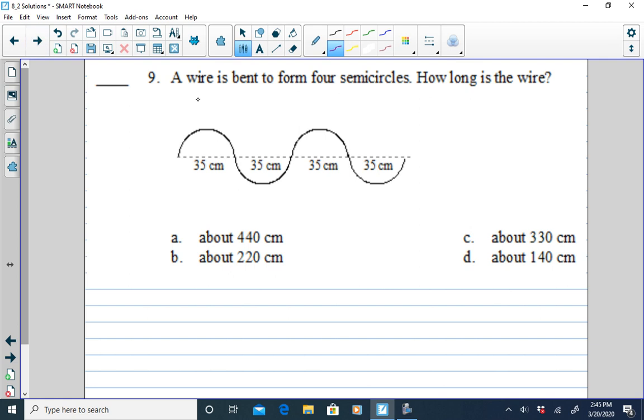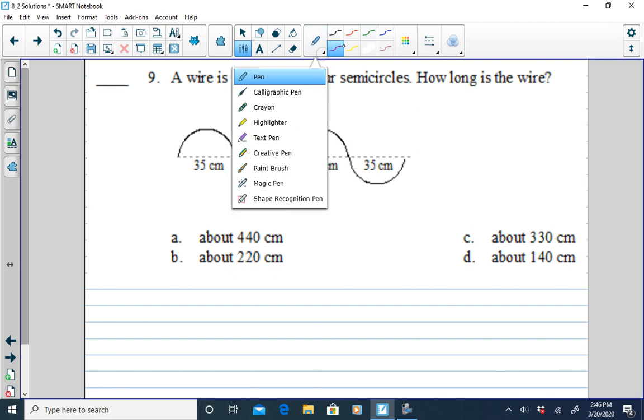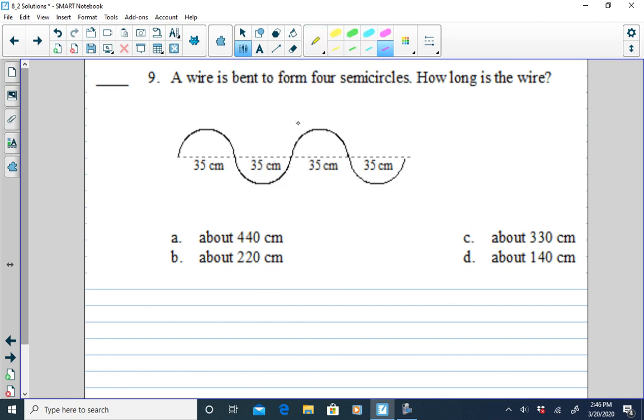Question 9. A wire is bent to form 4 semicircles. How long is the wire? Right, so here's the wire. Right, so we essentially have, I'm going to shade this in so we can see it, how many circles we have here. Here's a half a semicircle, here's a half a semicircle, so that's one full circle.